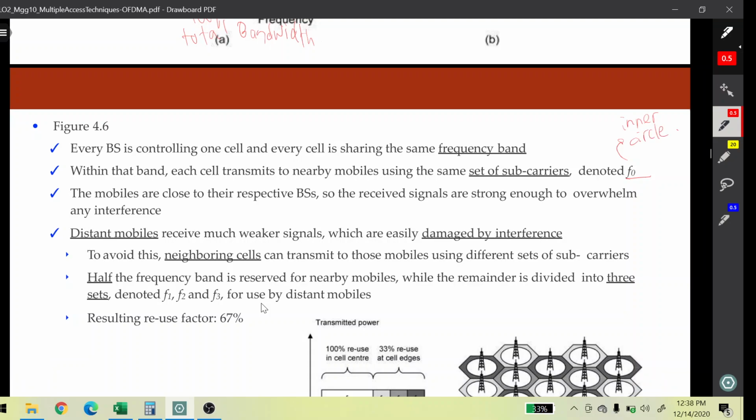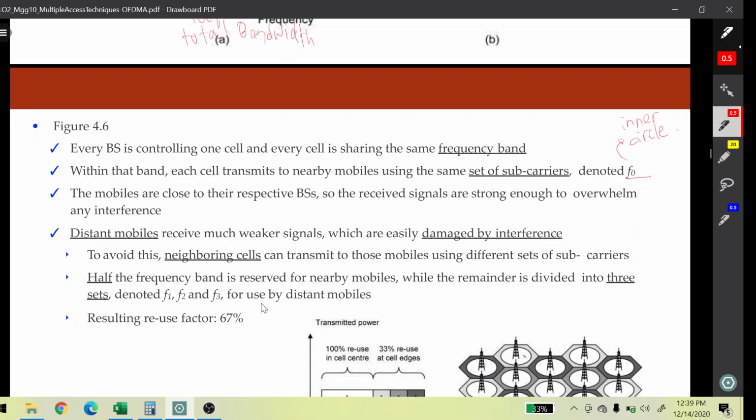The mobiles are close to their respective base station, so the received signals are strong enough to overwhelm any interference. Distant mobiles receive much weaker signal, which is easily damaged by interference. So to avoid this, the neighboring cell can transmit to those mobiles using a different set of subcarriers. So if the user is close to the base station or inside the inner circle, it doesn't matter because it has no interference at all, right? The signal strength is strong. The signal is still strong because it's near the base station.